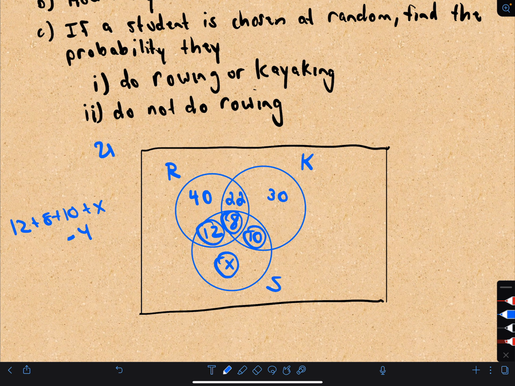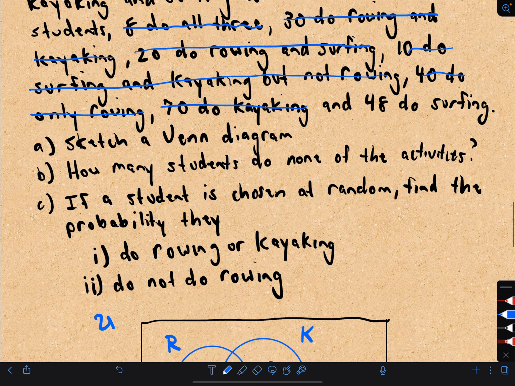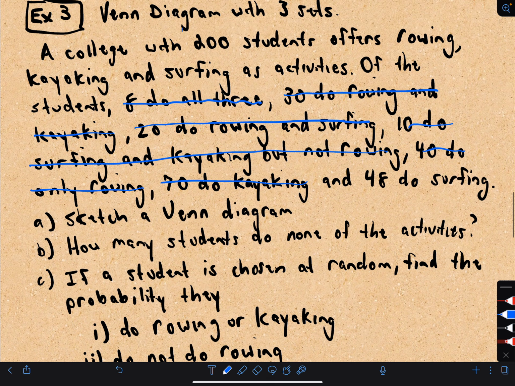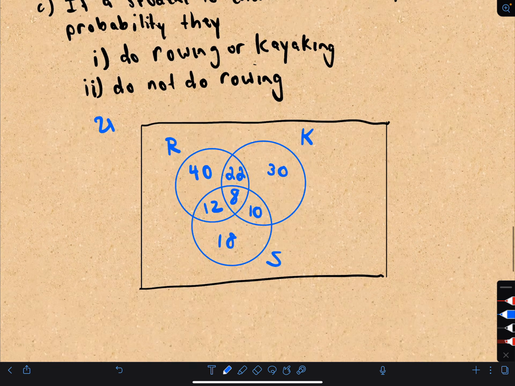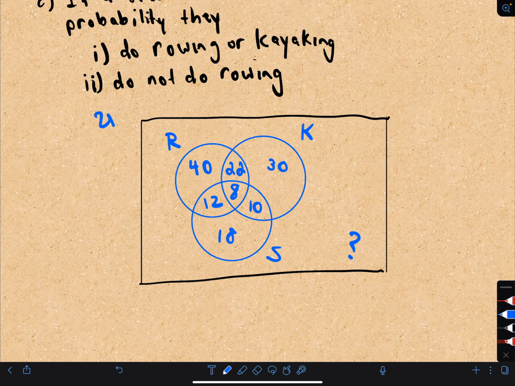Okay, so I think we've almost got everything labeled here. We still have to look at the number of people that do none of these things. We started with 200 people, so we're just trying to figure out the value outside, the number of students that do none of these activities.